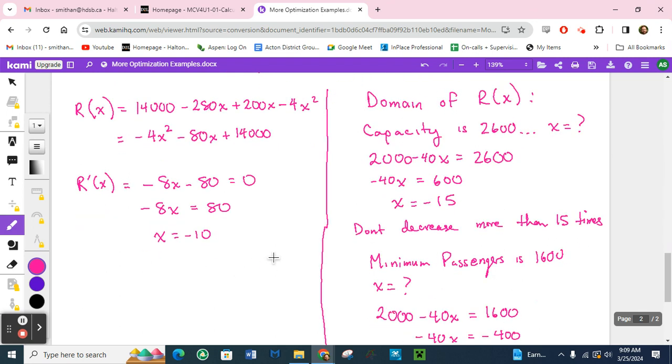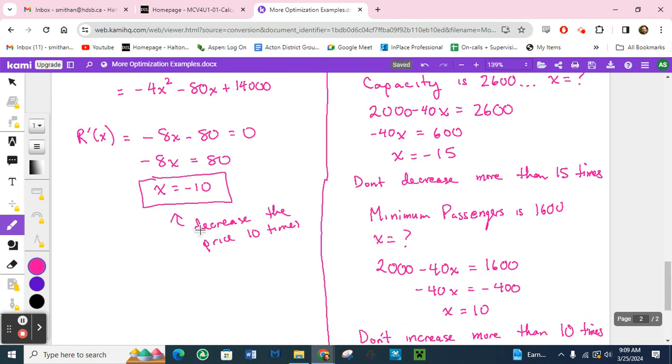Guys, x equals negative 10. All right, we're basically done. So what does that mean? x equals negative 10 means decrease the price 10 times. And it's inside our domain too, which means that's the vertex of our quadratic function. We don't really need to check any endpoints here. We can just wrap this question up.